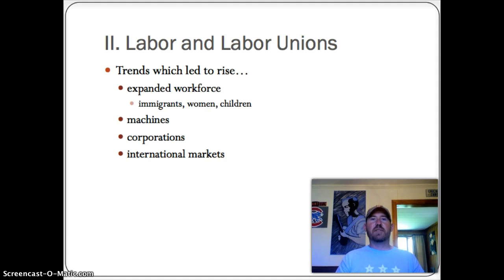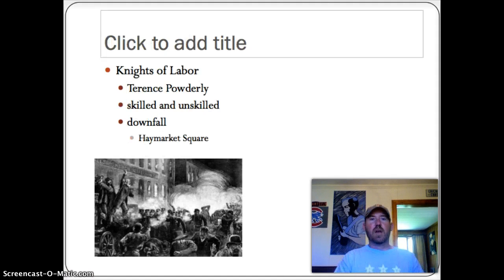Also, with the corporations, you have fewer people in control of an industry, so it leads to a lowering of salaries and a worsening of working conditions. And also, international markets play a role in this as well. All right, so you need to be aware of a couple of these labor unions as they arise.